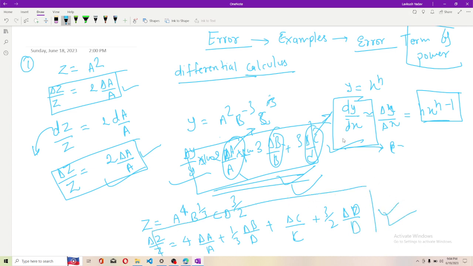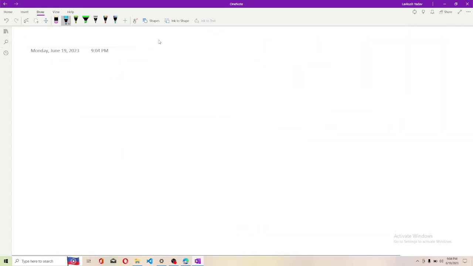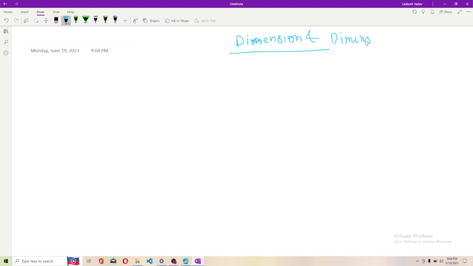So now we have almost discussed error. Now let's move on to dimensions. This is your dimension class, and dimensional analysis. You are going to see what dimensions are and what dimensional analysis basically is.